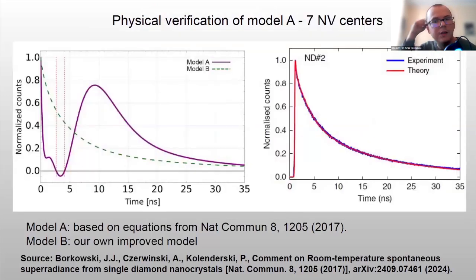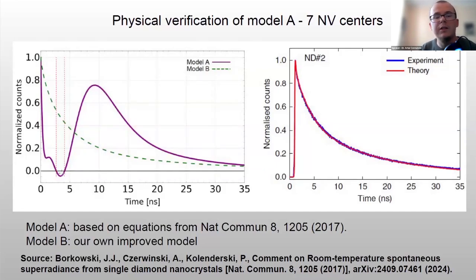Then we started to test different variations of this model. So we, for example, took 7 NV centers, 7 emitters, and then we compared again model A, model B. We saw even more problems in this case because we saw that the plot that we got from their model does not look at all like the plot they published in their paper.